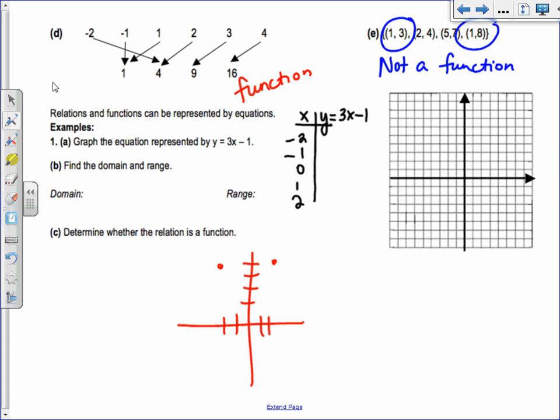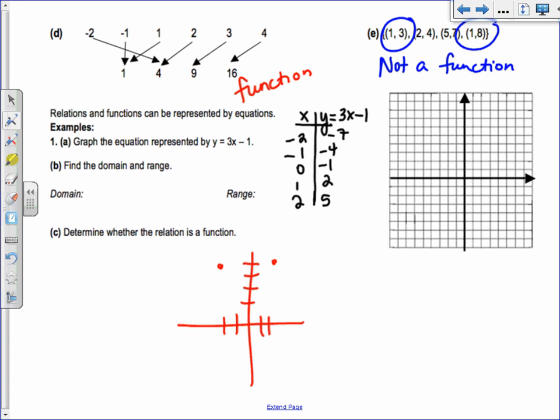Okay, so on the first one, let's start down at the bottom. So let's plug in 2. 2 is really easy to plug in. 3 times 2 is 6, minus 1 is 5. How about 1? What do you get when you plug in 1? 2. What do you get when you plug in 0? So -1 when I plug that in, -3 minus 1, -4. -6 minus 1, -7.